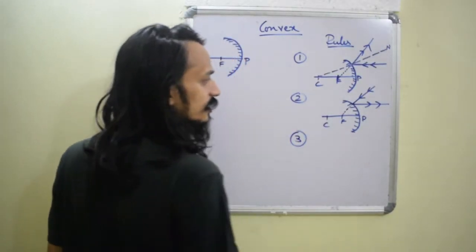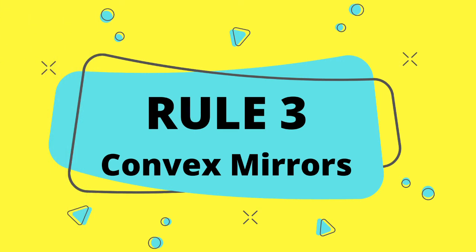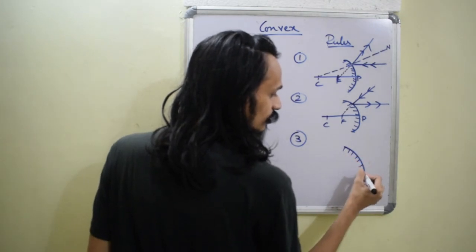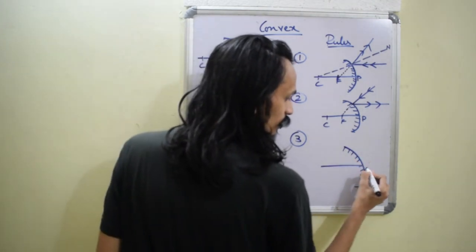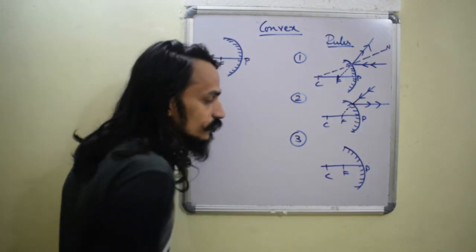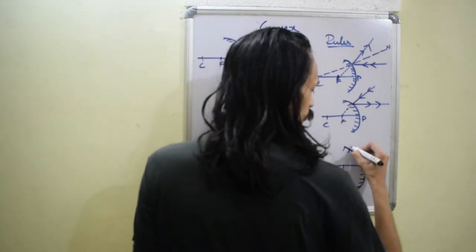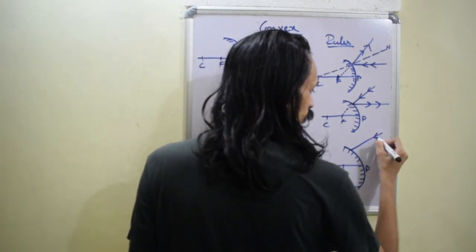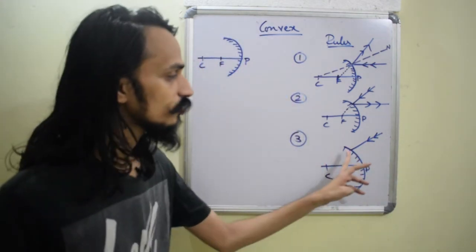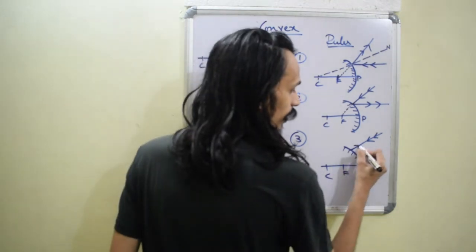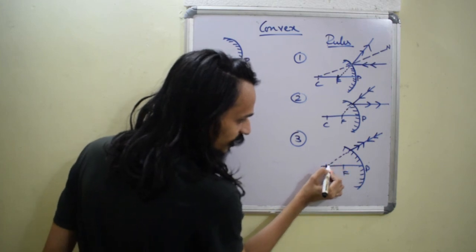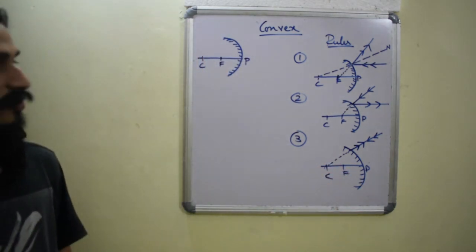Now the third and last rule, again similar to the third rule in concave mirrors, is about a ray of light that passes through the center of curvature. It talks about a ray of light that goes through the center of curvature, but being a mirror, it's not going to let light go through, it's going to bounce back in the same direction, but it will appear as if the light is passing through the center of curvature.